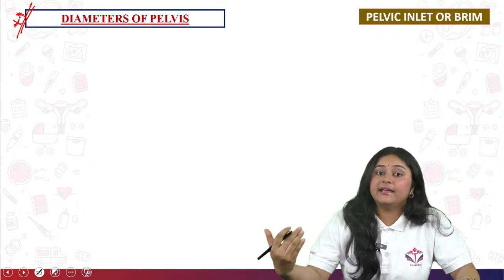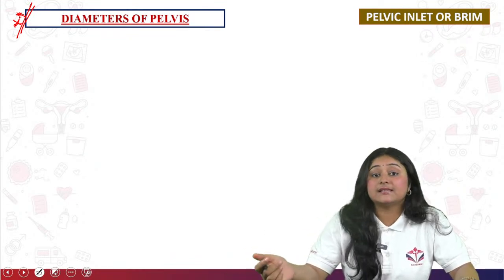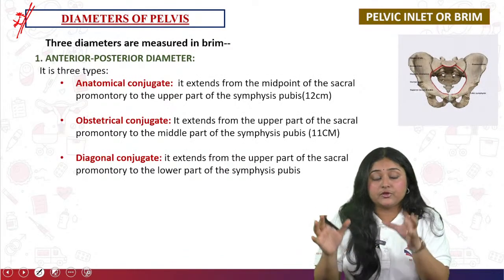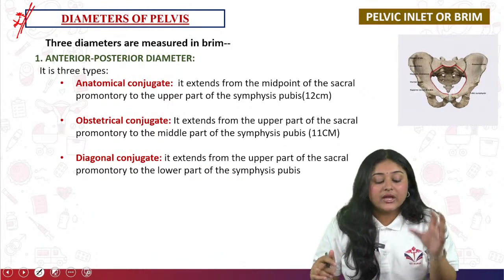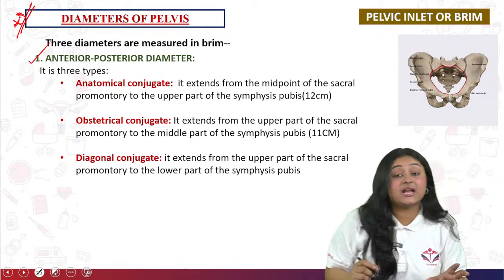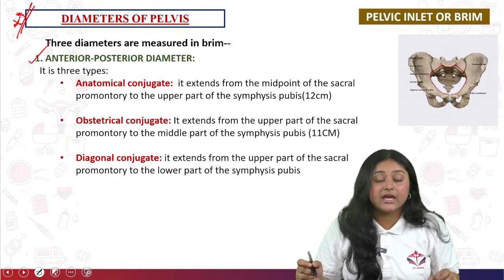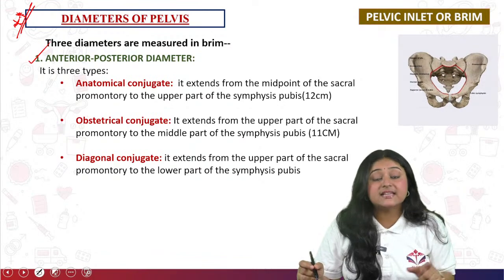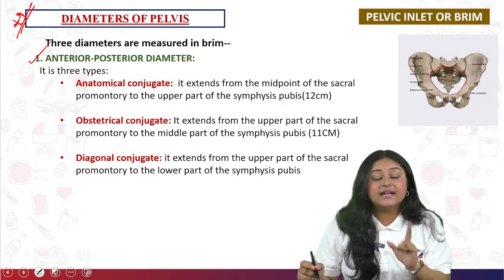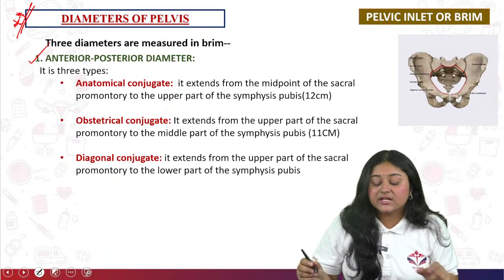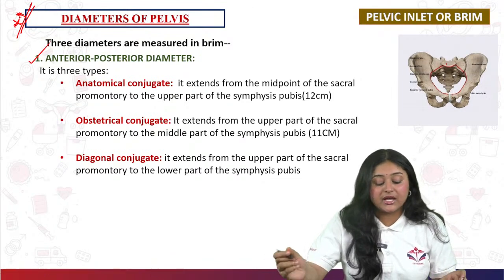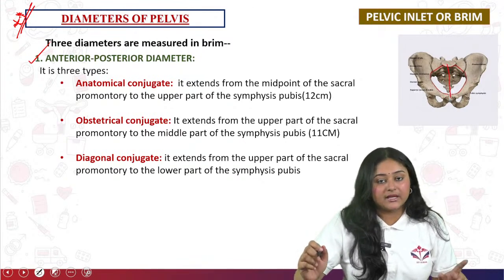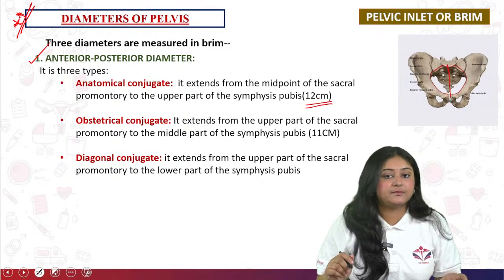It can come as essay questions, short questions as well as viva questions. Mainly the diameters are measured in the brim. So first we are discussing the brim. In the brim, first we are going to discuss the anterior posterior diameter. There are 3 types of anterior posterior diameter. First is the anatomical conjugate, which extends from the midpoint of the sacral promontory to the upper part of the symphysis pubis. That is called the anatomical conjugate, and the measurement is 12 centimeters.